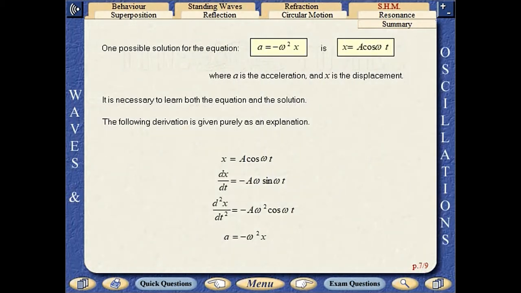One possible solution for the equation a equals minus omega squared x is x equals A cos omega t, where a is the acceleration and x is the displacement. It is necessary to learn both the equation and the solution. The following derivation is given purely as an explanation.